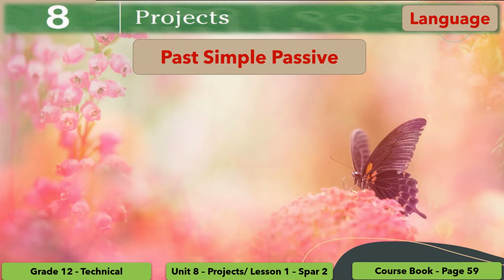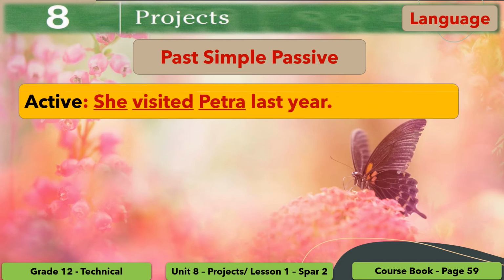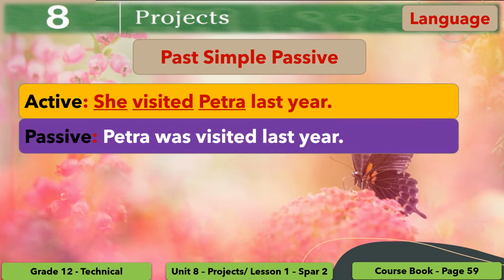Let's have a look now at more examples and try to change them into the passive by yourselves. She visited Petra last year. She, subject, visited, past simple, Petra is the object. We change it into the passive in the following way. Petra, singular, was visited last year.